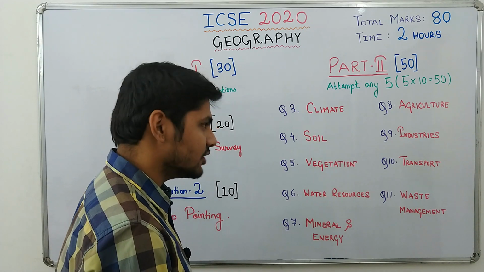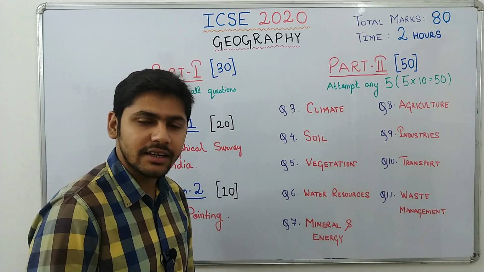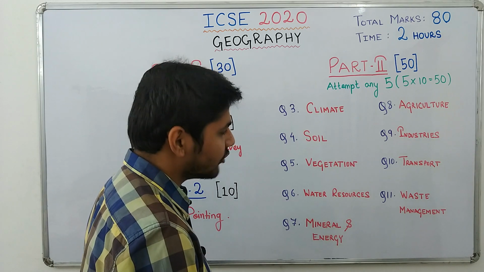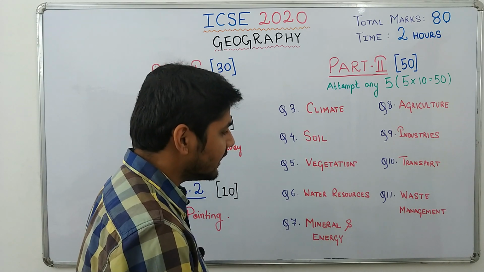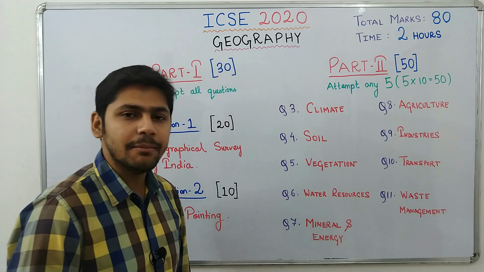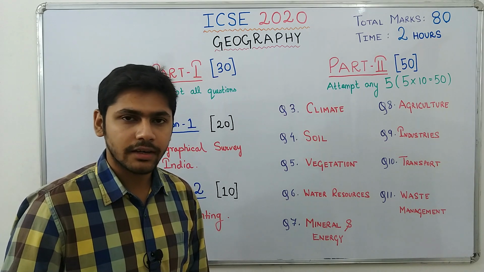Question 9 is from industries, and by industries I mean both the chapters, agro-based industries and mineral-based industries. Question 10 is from transport and question 11 is from waste management. And by waste management I mean all the chapters that you have on waste management.